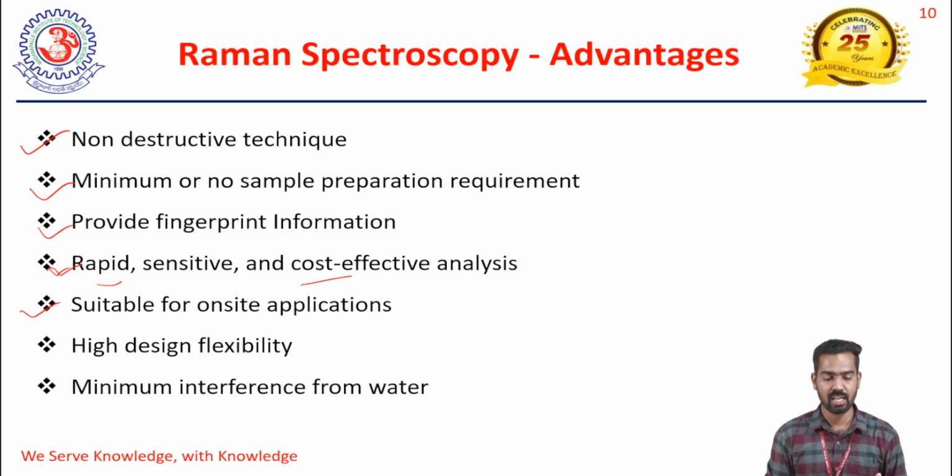In a similar way, it has high design flexibility. What is the meaning? It is very simple to understand. Raman spectroscopy is all about inelastic scattering, and the scattering process is actually a 360-degree process. So that gives the instrument high design flexibility. We can make the instrument in various designs.